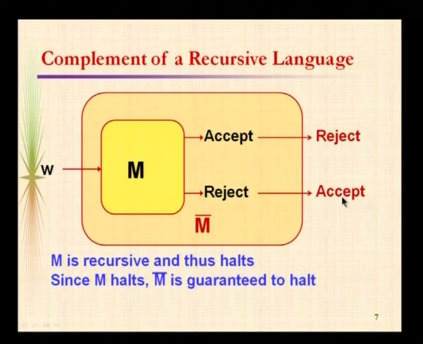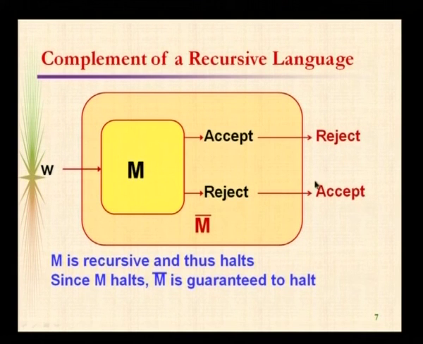A reject output is treated as an accept output. So as far as the Turing machine for the complement of M is concerned, once again we have two outputs, accept as well as reject. The reject is the output of the Turing machine M, which in turn becomes the output of the Turing machine for M's complement. So if W is in M, it will say reject. If W is not in M, it will say accept.